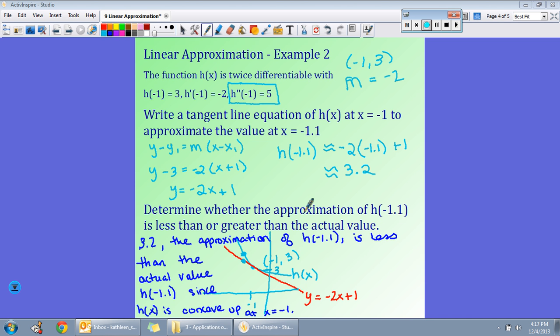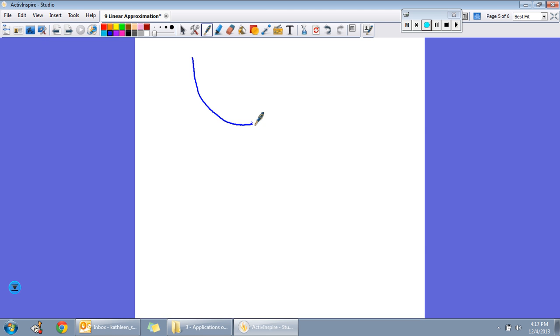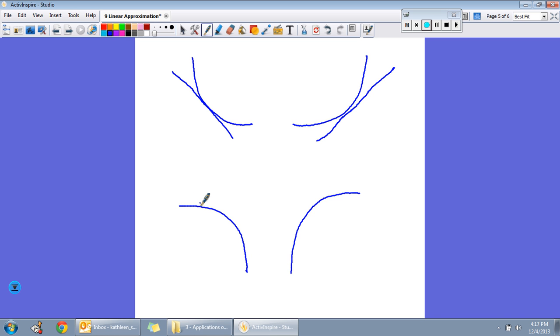And we write our conclusion like this. In general, if you have a function that's concave up, whether it's decreasing or increasing, your approximation is going to be less than the actual value. And if the function is concave down, your tangent line or your approximation value is going to be greater than the actual value.